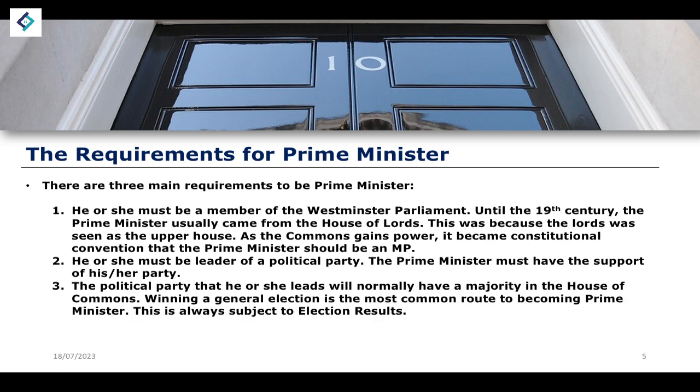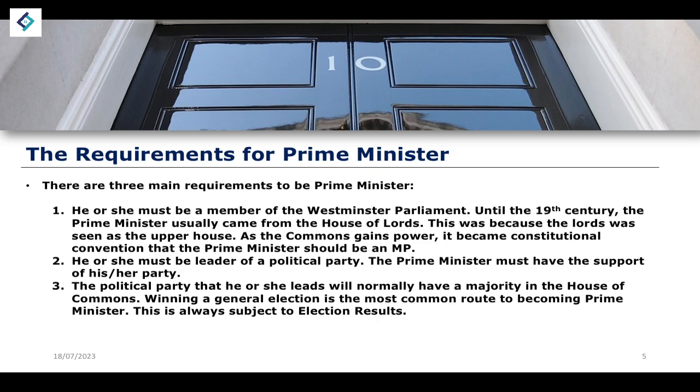The third requirement for Prime Minister is that the political party that he or she has the support of will normally have a majority in the House of Commons. This is done so often after the winning of a general election, and this is the most common route that a person can become a Prime Minister. This is always subject to election results.